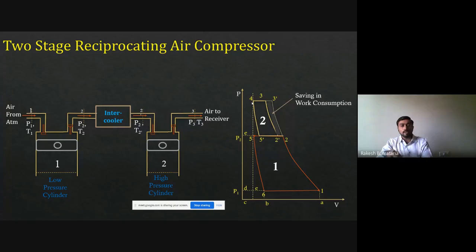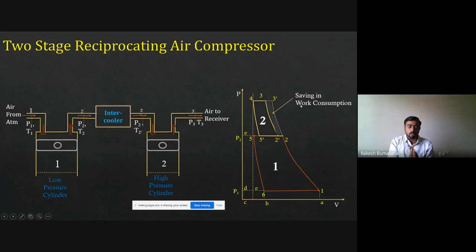But using an intercooler, the suction will be at 6 to 1, and compression in cylinder 1 will be 1 to 2. Then we are using the intercooler, and due to the use of the intercooler, we are reducing the temperature of the air. Due to the reduction in temperature, the volume gets reduced to 2'. So now air will not enter the higher cylinder from 2, but it will enter from 2', followed by compression 2' to 3. So this amount, 2' to 3', we can save in our work condition.